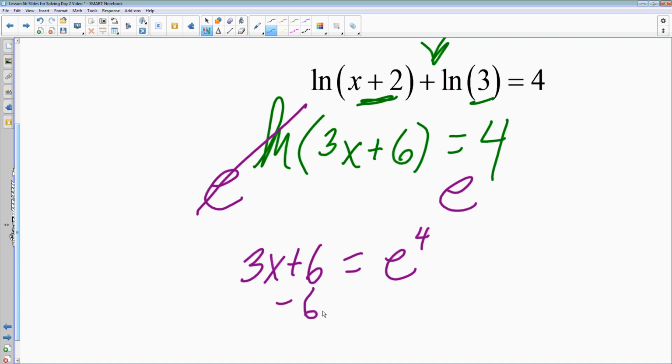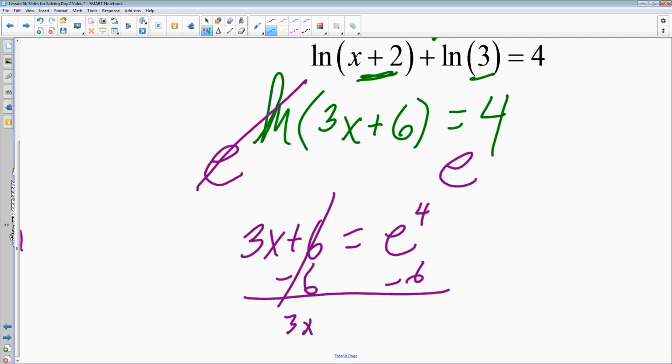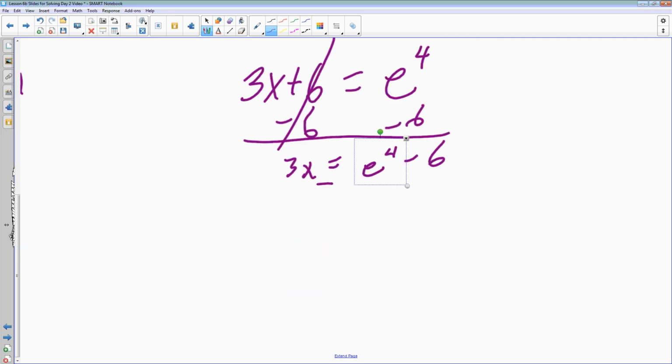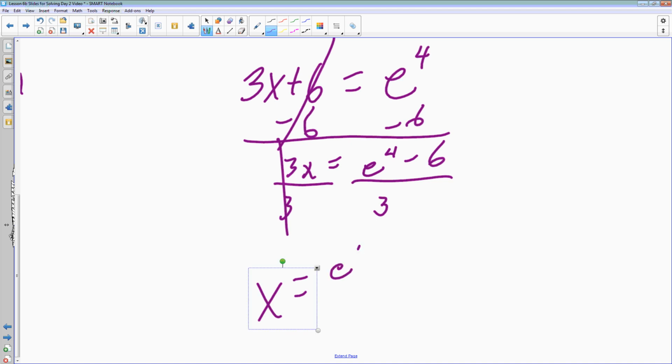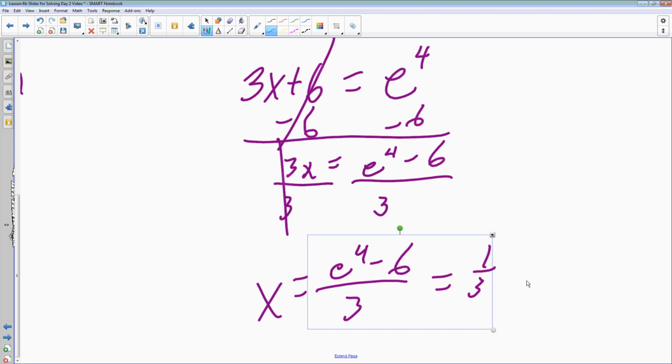All right, so now we're going to solve for x. So subtract 6 from both sides. That gets us 3x equals e to the 4th minus 6. And then we're going to divide both sides by 3 to get x equals e to the 4th minus 6 over 3. Or you could also write that as 1/3 e to the 4th minus 2. Either answer is completely fine.